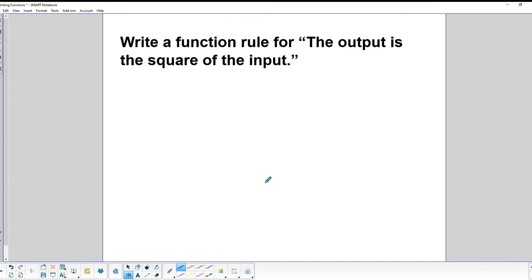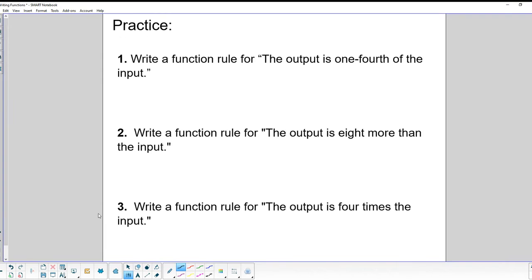Let's try another one. Write a function rule for the output is the square of the input. Okay, so if this is the output, f of x or y, and it is the square of the input. So input is x. So to show that we're squaring that input, we just put a 2 on there, so the second power. So f of x equals x squared. Okay, let's keep trying a few more.